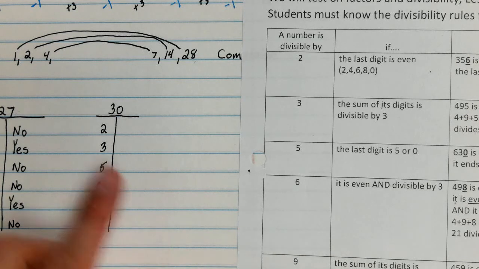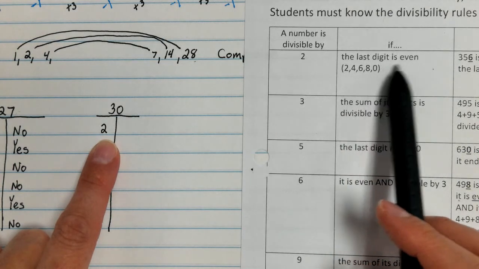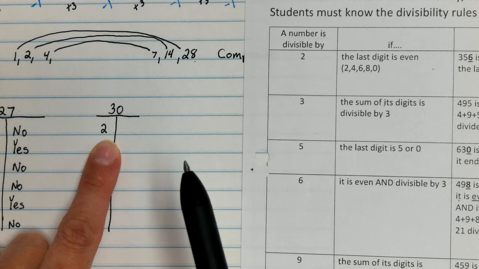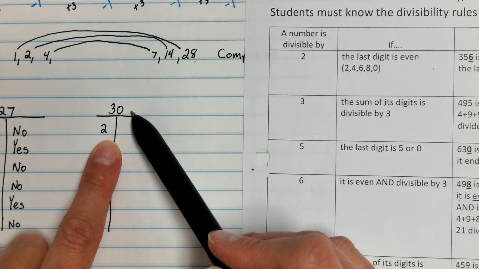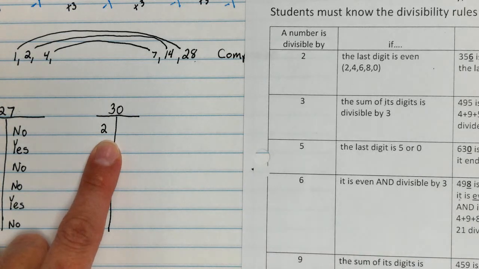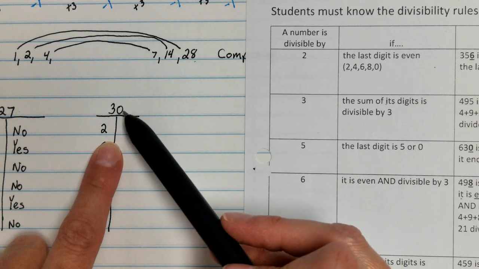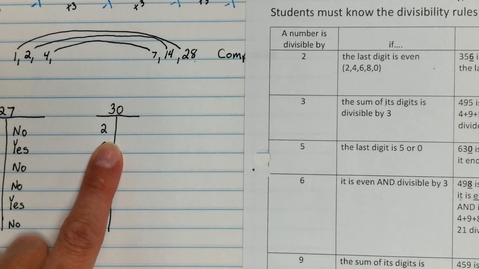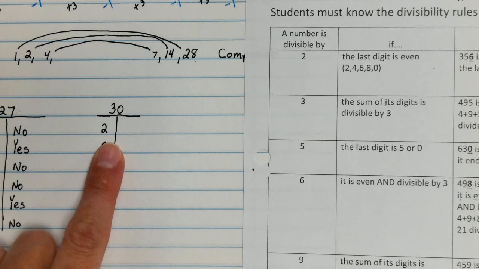So I'm going to review the rules. I'm going to say, okay, 30. If the last digit is even, it is divisible by 2. Then I'm going to say, is the last digit even? You're not going to answer that out loud. That's just a think-about-it question. And then I'm going to say, is 30 divisible by 2? And I'm going to say, show me. I'm going to point my pen at you, and you're going to show me. Thumbs up for yes, thumbs down for no. Is 30 divisible by 2? Show me.